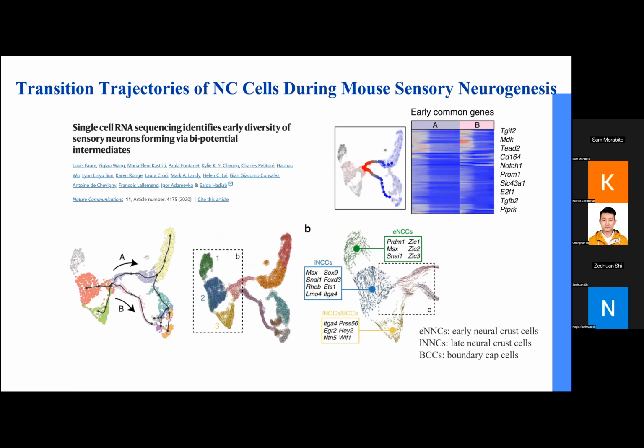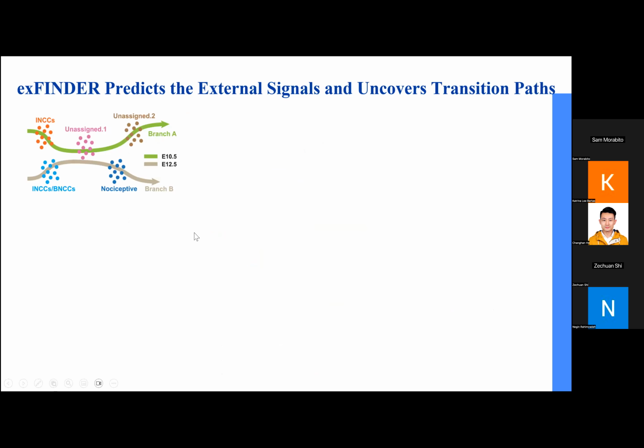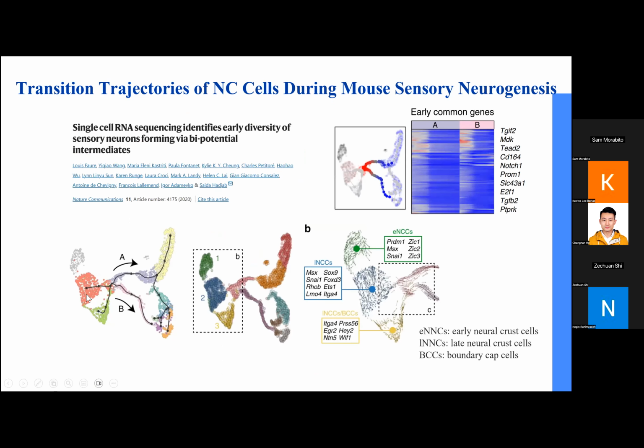And also we apply Expounder to the mouse data set. In this data set, we have a more complicated case. For example, here, in the original data, the author pointed out that these two groups will merge at some point. So these are very noisy cells. And then we have two branches, branch A and branch B.